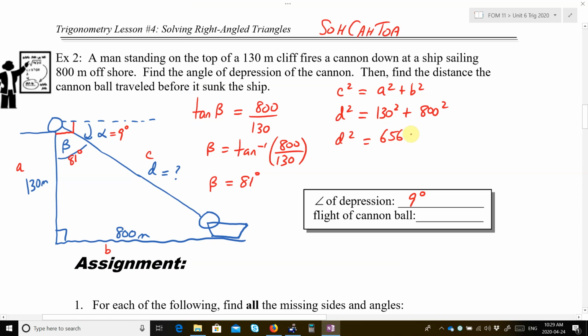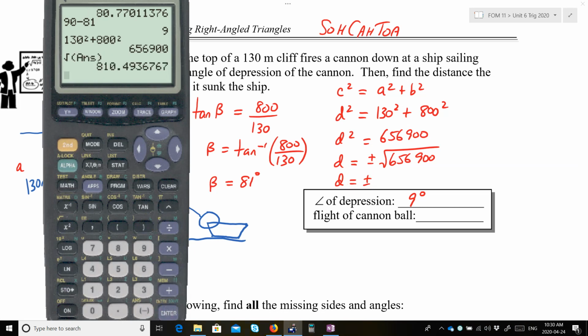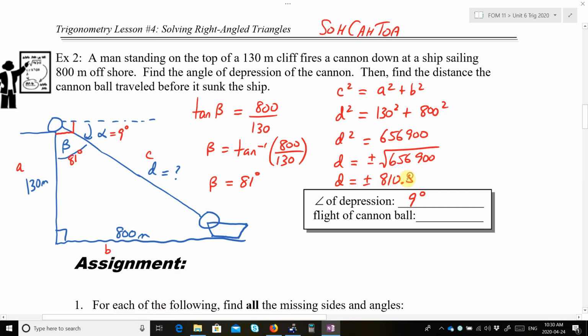656,900. And then we can go d is equal to plus or minus the square root of that. D equals plus or minus 810.5, and we would reject the negative because that's a distance, so d, the distance the cannonball travels, is 810.5. What are the units? Everything's in meters, so that's meters, and that's what I will put down here, 810.5 meters.